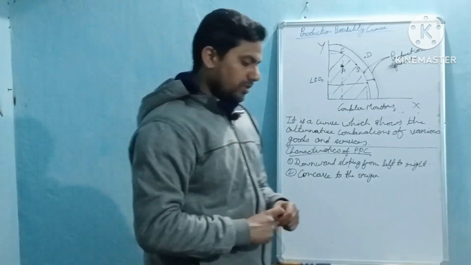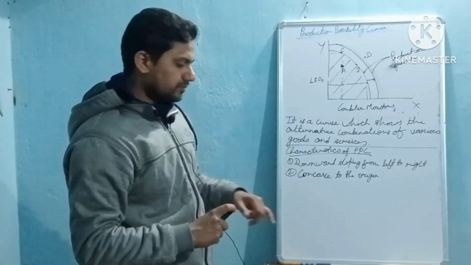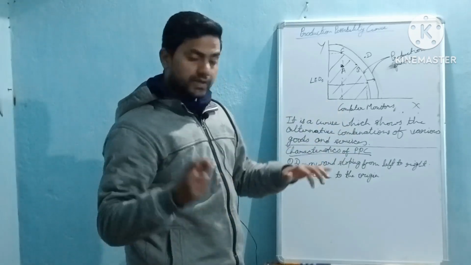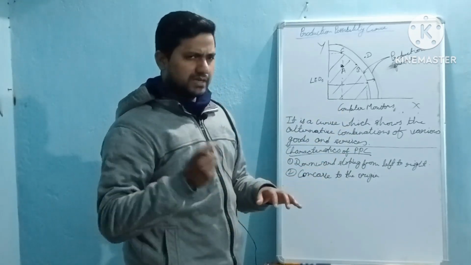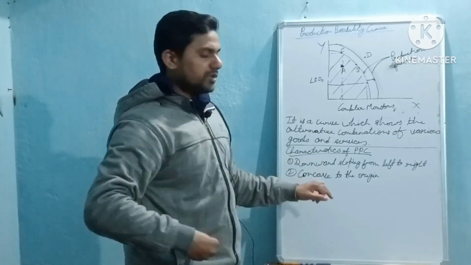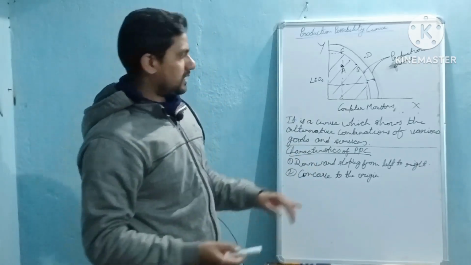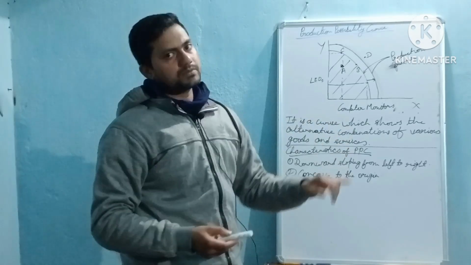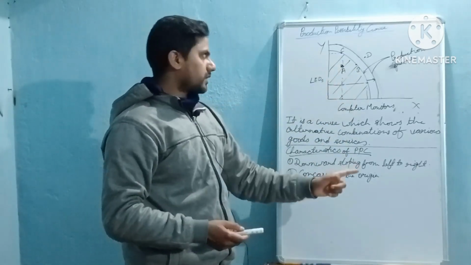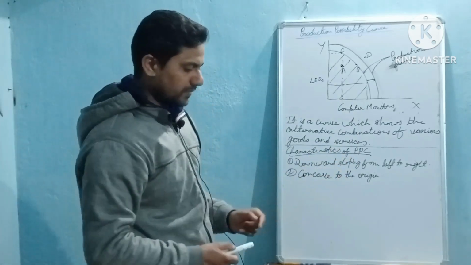So when I explain about this marginal rate of technical substitution, at that time I will explain this in detail. But at this moment, I can say that much, that due to the marginal rate of technical substitution, this production possibility curve is concave.